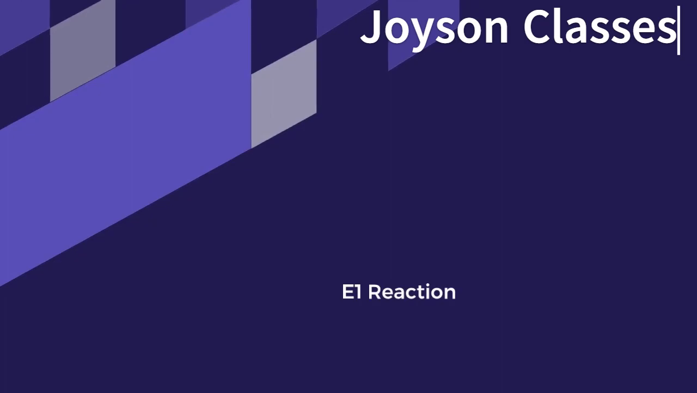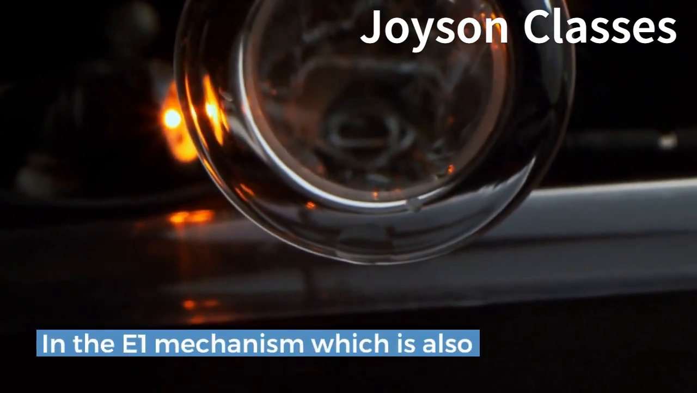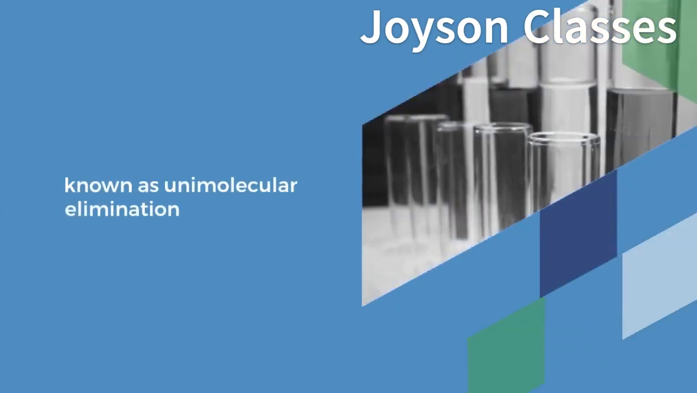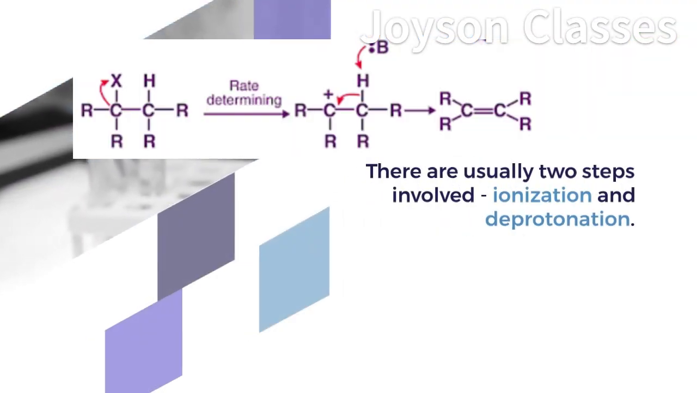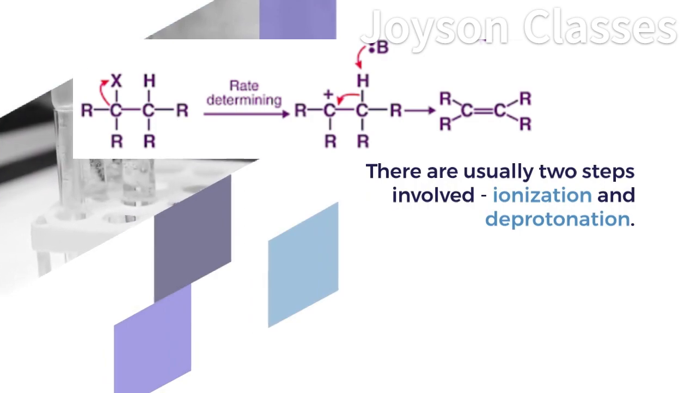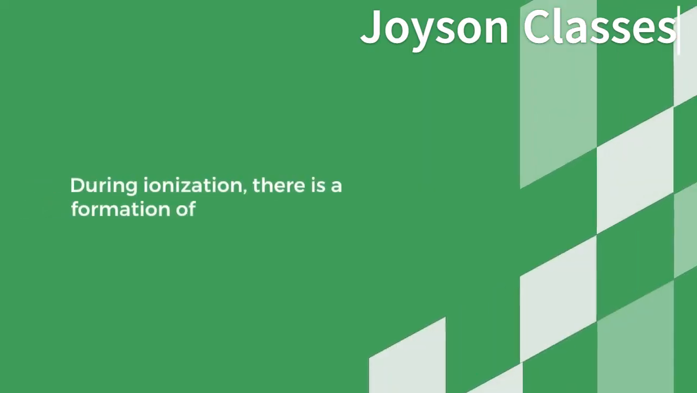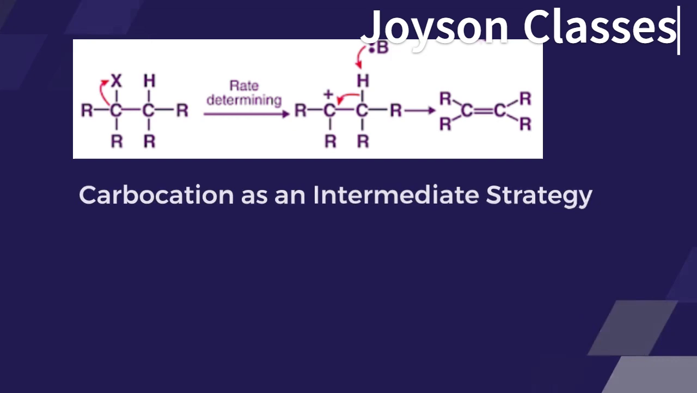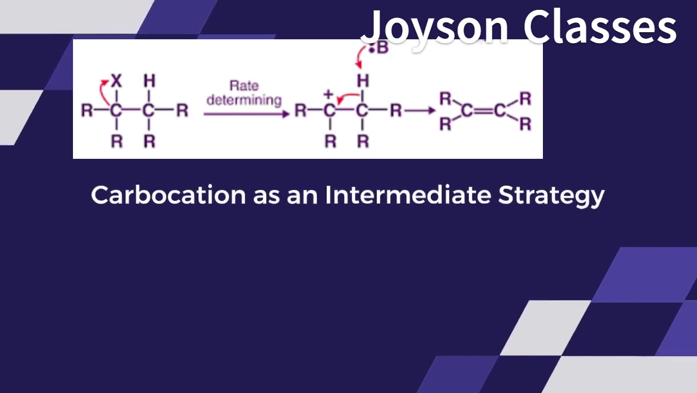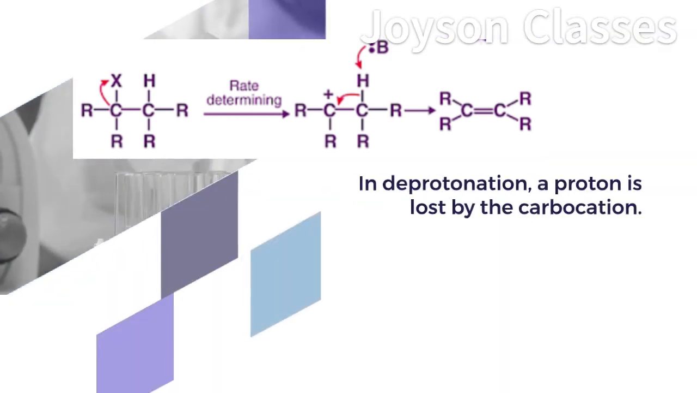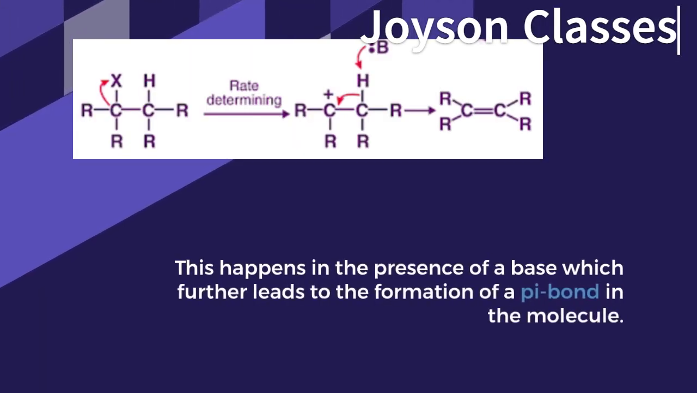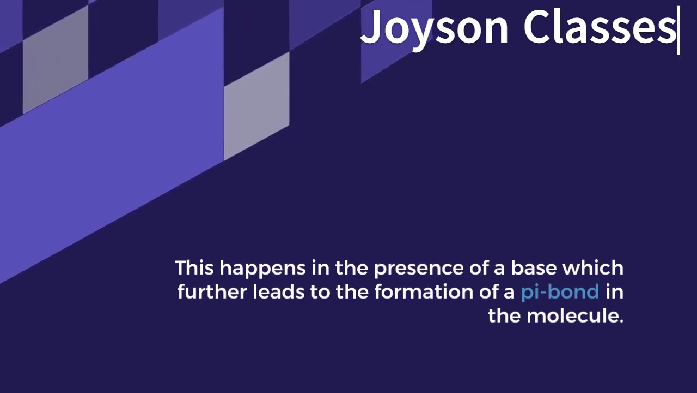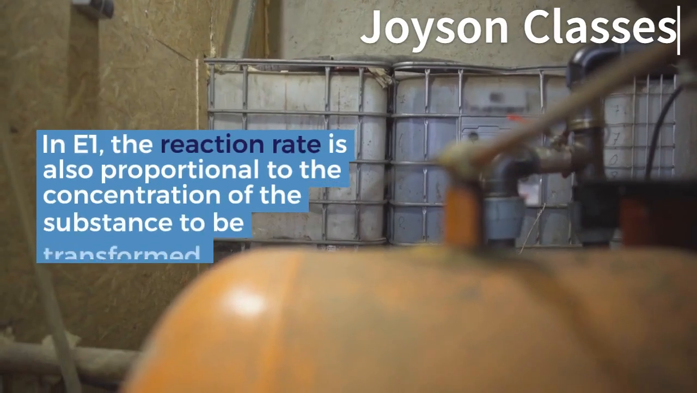E1 reaction. In the E1 mechanism, which is also known as unimolecular elimination, there are usually two steps involved: ionization and deprotonation. During ionization, there is a formation of carbocation as an intermediate. In deprotonation, a proton is lost by the carbocation. This happens in the presence of a base, which further leads to the formation of a pi bond in the molecule. In E1, the reaction rate is also proportional to the concentration of the substance to be transformed.